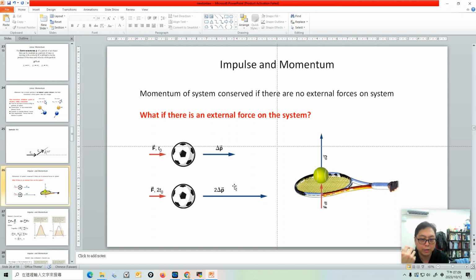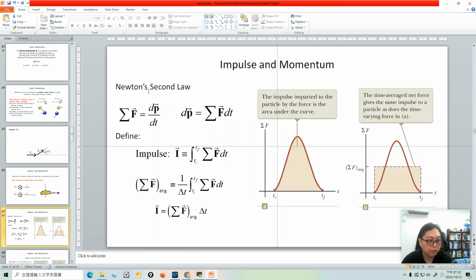You can see this from the formula of Newton's second law. The vector sum of force equals the change of momentum, and then we do a little arrangement of this formula. This is Newton's second law, and then we multiply by delta t. When we do, we obtain this: the left hand side is delta p only, and the right hand side is sigma F times dt.